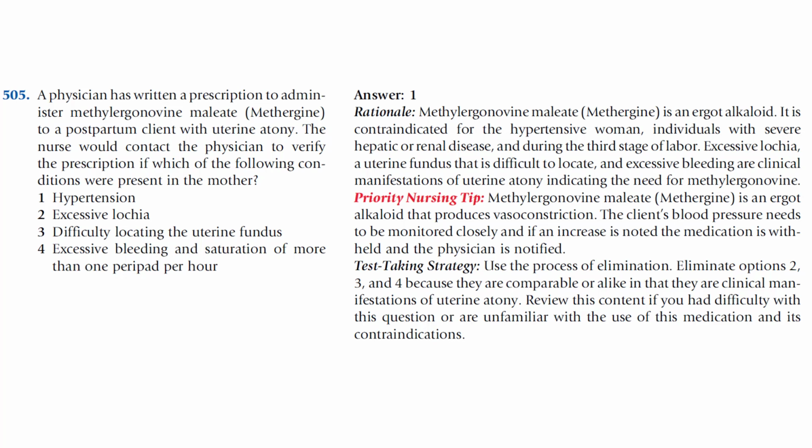Answer: 1. Rationale: Methergine is an ergot alkaloid. It is contraindicated for the hypertensive woman, individuals with severe hepatic or renal disease, and during the third stage of labor. Excessive lochia, a uterine fundus that is difficult to locate, and excessive bleeding are clinical manifestations of uterine atony, indicating the need for methergine.